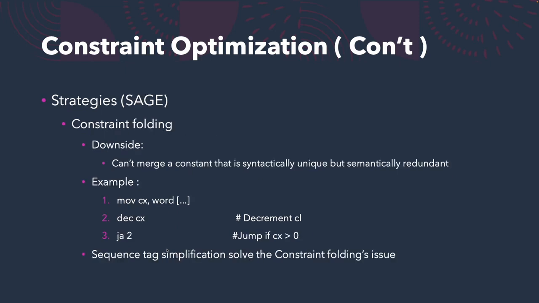So let's talk about the constant folding mechanism. The downside is that it cannot merge constraints that are syntactically unique but semantically redundant. To overcome the constant folding issue, sequence tag simplification is introduced. It creates a specific tag called subtag that maps all the move instructions with the designated byte size. After that, it will conduct constant folding into a tag, avoiding duplicating equivalent tags and enabling constant folding.